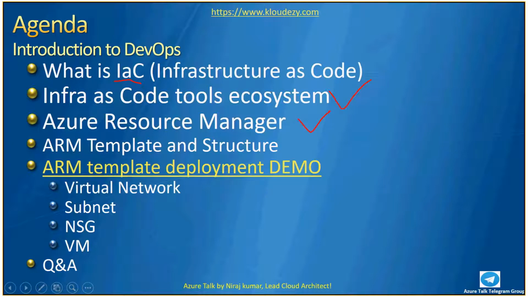ASM portal is the classic or version 1 portal, and ARM is the new portal. ARM is very tightly integrated with infrastructure as code, because when we refer to infrastructure as code in terms of Azure, we call it ARM templates, because it's Azure Resource Manager template. Eventually, these templates get deployed in the ARM portal and using ARM APIs, which are REST-based APIs, to interact with Azure resources within Azure.